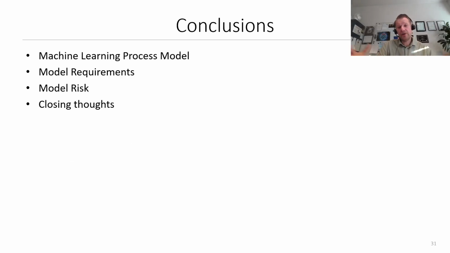So this is actually bringing us to the conclusions of this rather small contribution, in which we spoke about the machine learning process model: data pre-processing, model construction or machine learning, and post-processing. We zoomed into the model requirements. We introduced model risk as a very important component, which is spread out throughout the entire machine learning process model. And we finished with some closing thoughts.